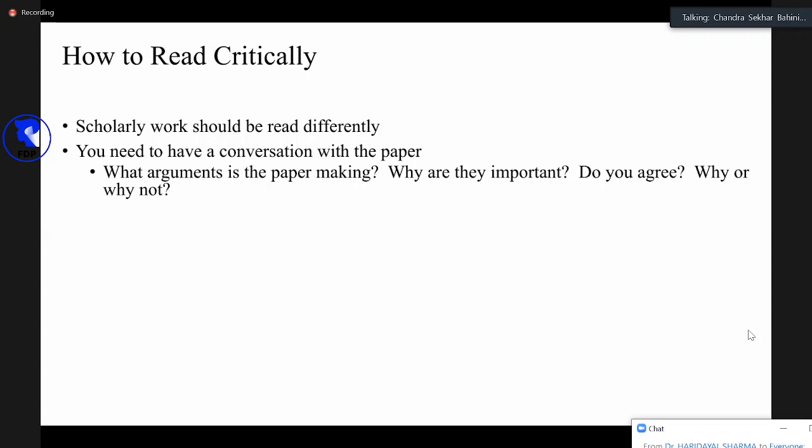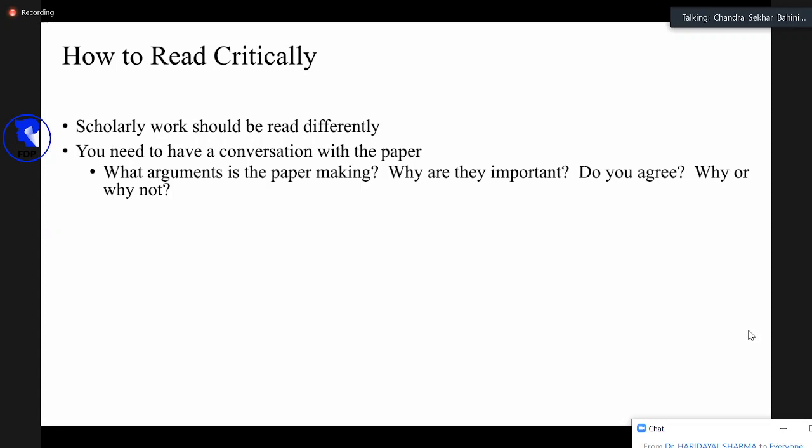You should know what arguments the paper is making and why they are important. The first question is: what is the research question, and why is this paper important? Why does it have novelty, and why was it published? Then do you agree with the idea the authors are putting forward? If you agree, why do you agree? And if you don't, why don't you agree?